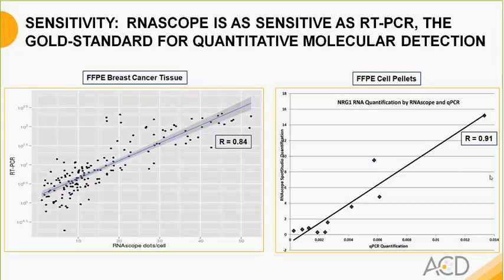transcription PCR. Similarly, for quantitation of the target NRG1 in cell pellets representing various dilutions of NRG1 expressing cells, the number of dots shown on, in this case, the y-axis, was highly correlated with the quantitative PCR on the x-axis, showing a near slope of 1.